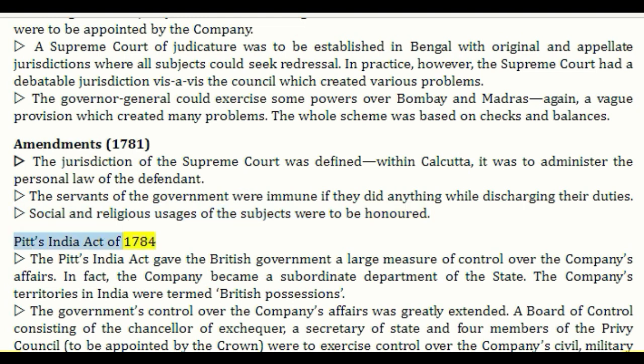Pitt's India Act of 1784. The Pitt's India Act gave the British government a large measure of control over the Company's affairs. In fact, the Company became a subordinate department of the state. The Company's territories in India were termed British possessions. The government's control over the Company's affairs was greatly extended.